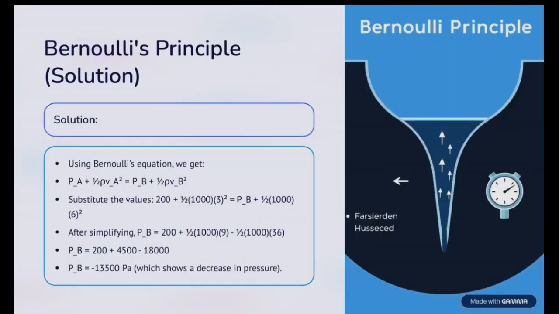So now we have our normal formula: P plus half density V squared. But in this case, when you're seeing this dash A, it means at point A, squared, equals P for point B, half density V squared.